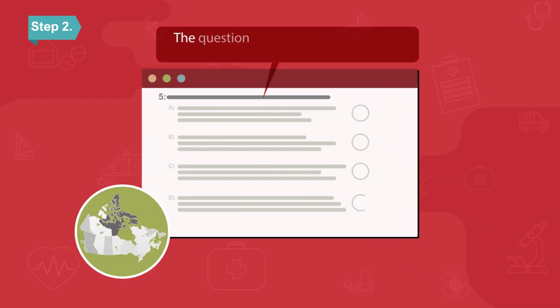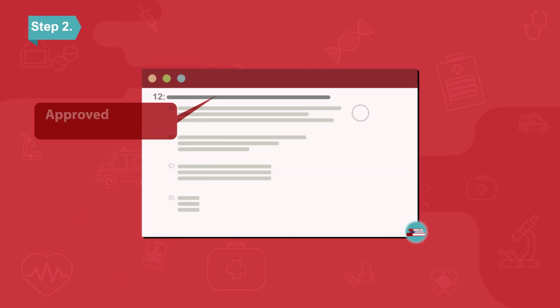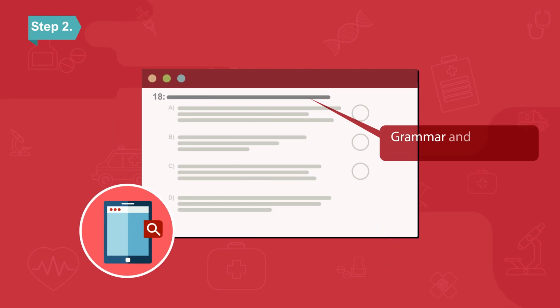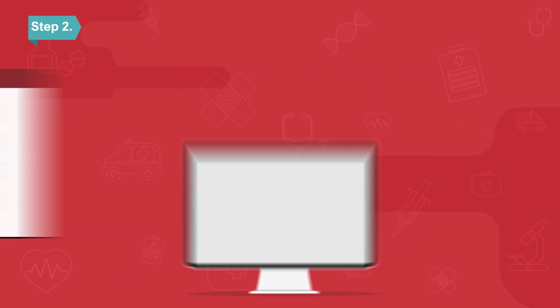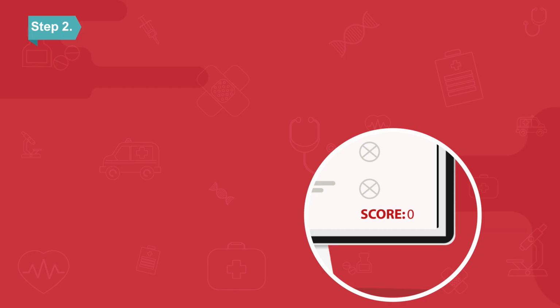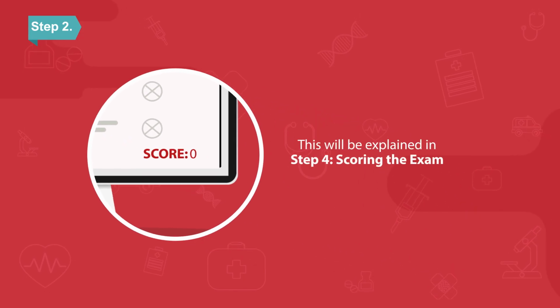The question is pan-Canadian and not province-specific. Approved resource textbooks are used, and grammar and language are appropriate. Having met all these checks, a new question then appears on the exam as an experimental test question. It will not be graded or included in the score. This will be explained more when we discuss scoring the exam.